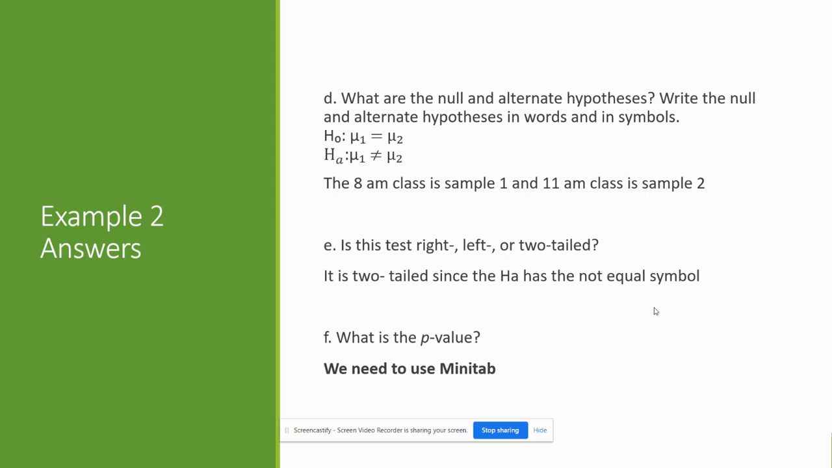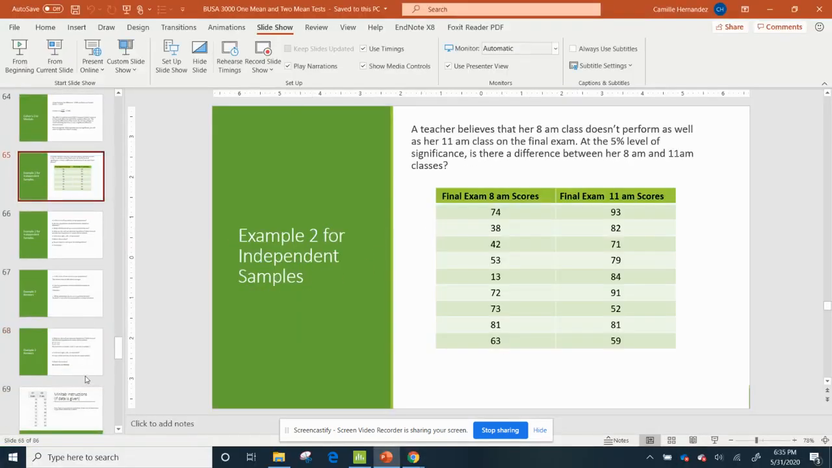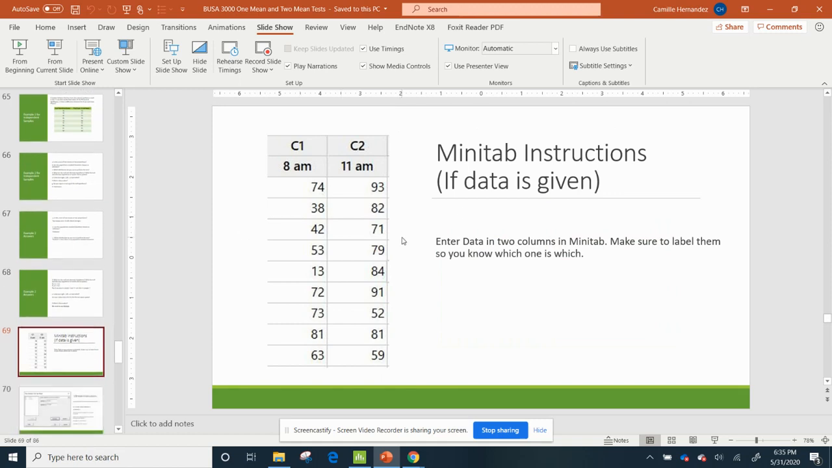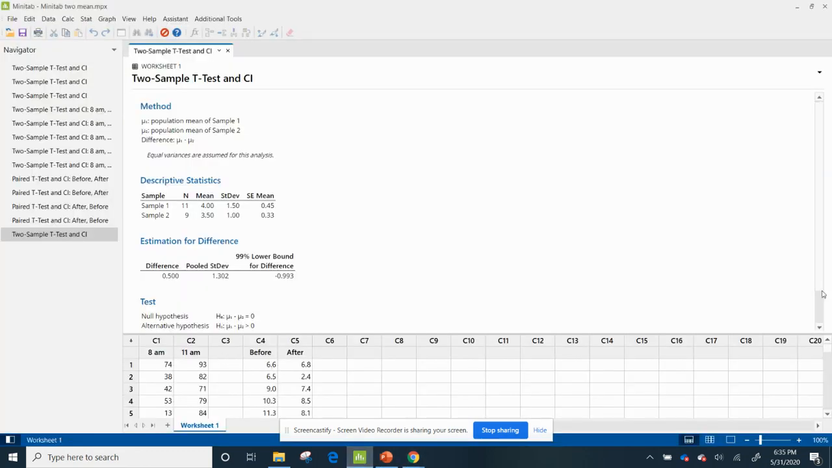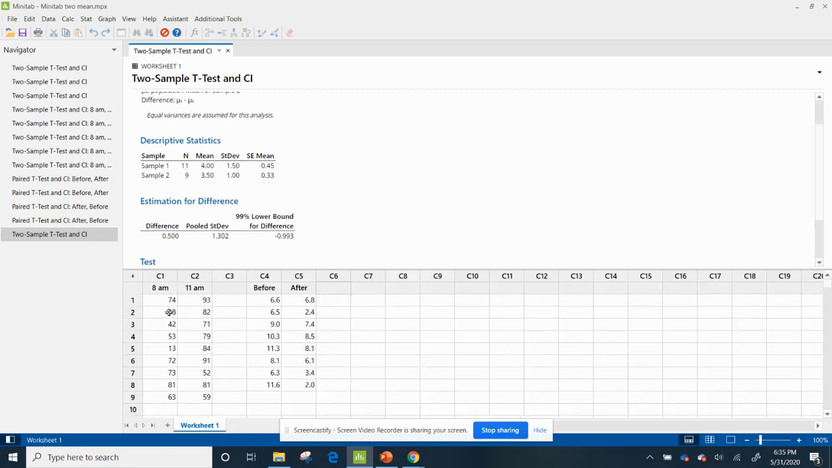And what is the p-value? All right, I'm going to have to use Minitab. Remember I was given all my data. Here's my data. So I've got to put the data into Minitab, and I'm going to do it in two different columns. I've got one for 8 a.m. and one for 11 a.m. And I'm going to show you here. Oops, let me bring this up a little bit. So here you see my 8 a.m. and my 11 a.m.